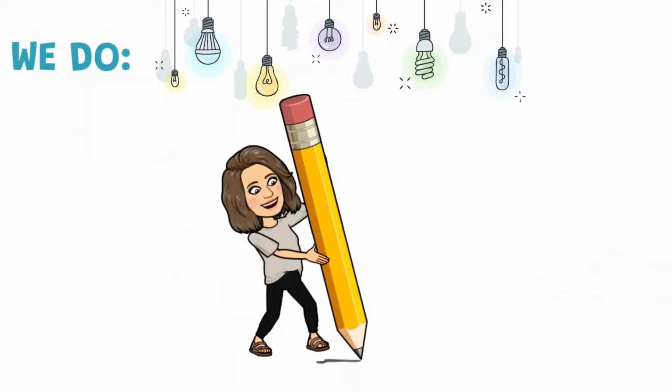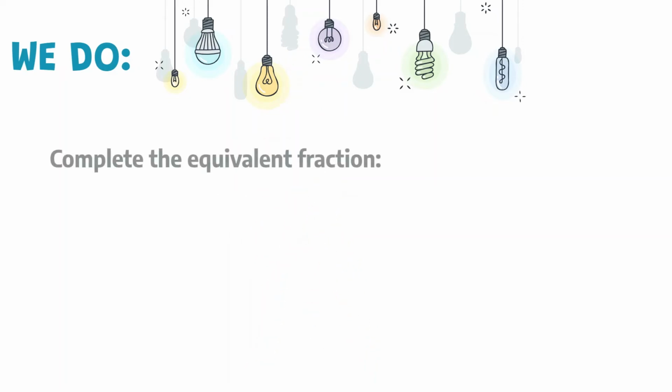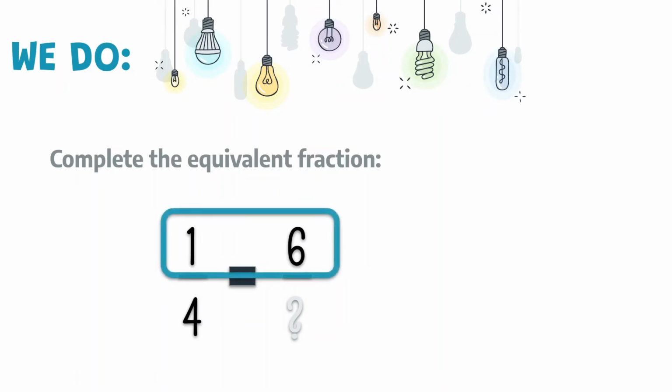Grab your pencil and paper to try another one. I promise you won't regret practicing. Remember, the more you practice, the sooner the skill will become mastered for you. Complete this equivalent fraction. Think about the relationship between the 1 and the 6 on the tops of each fraction. Pause the video to write what 1 is being multiplied by to get 6.